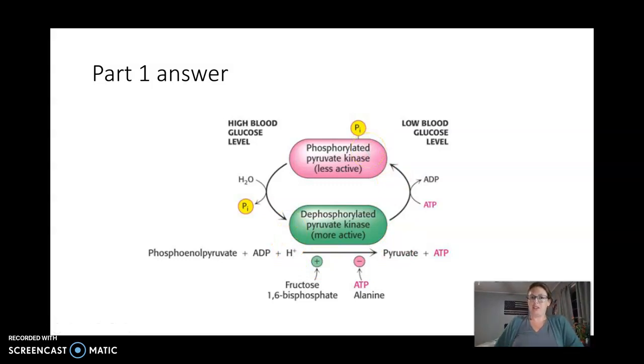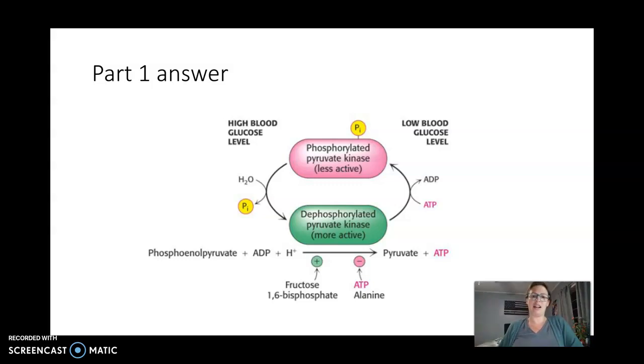It's also regulated by allosteric means, as noted on the bottom, by feed-forward activation by fructose 1,6-bisphosphate, which allosterically activates the enzyme and increases the flux through glycolysis. You can also see here that ATP allosterically inhibits pyruvate kinase in order to slow glycolysis when the energy state is already high.